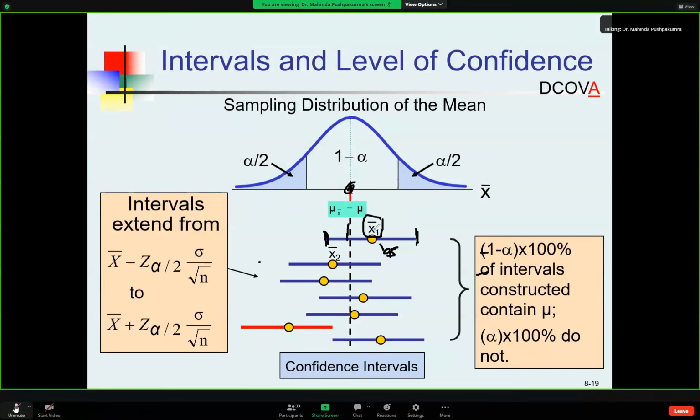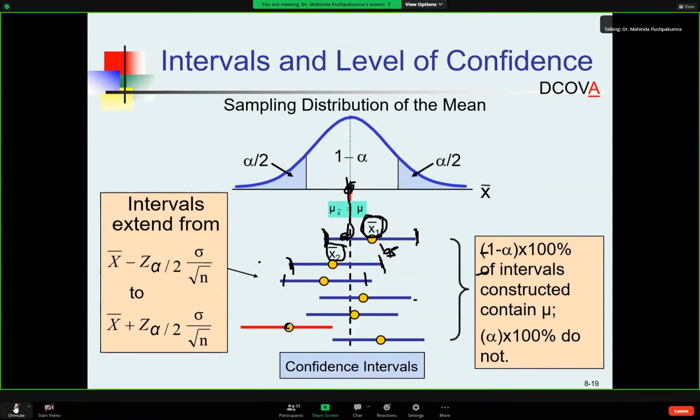This is the sample mean. Based on this sample mean, we identify the lower limit and upper limit. Then we can see the population mean is within this range. How about in this sample? In the next sample, it is this value. Confidence interval, lower limit, upper limit, then the population mean is here. This one also, this one also.